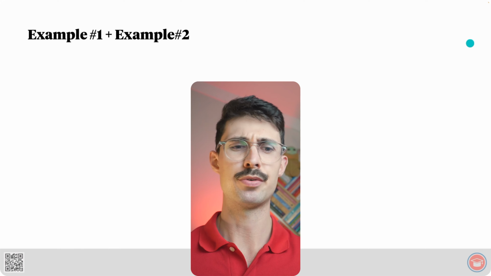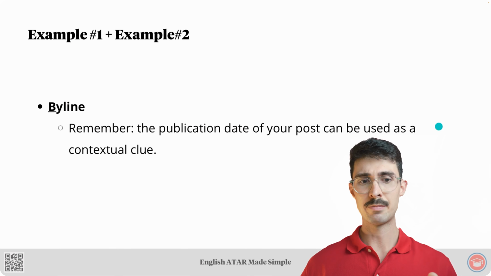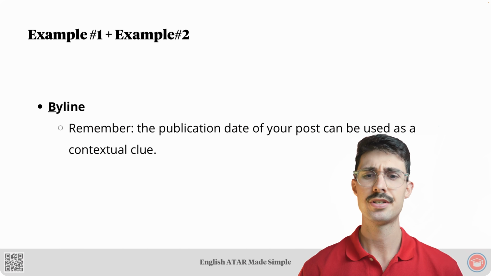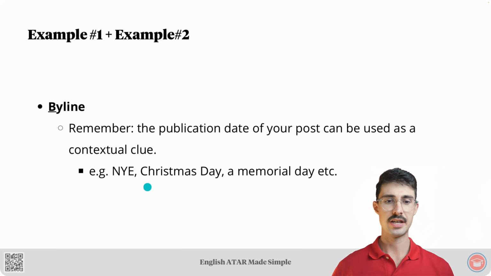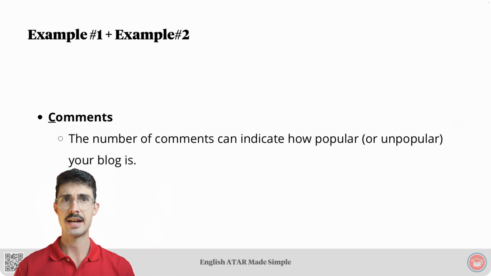Here's some important stuff regarding the byline. Remember, the publication date of your post can be used as a contextual clue. For example, New Year's Eve, Christmas Day, a Memorial Day, etc. Some takeaways regarding the comments subsection. The number of comments can indicate how popular or unpopular your blog is.